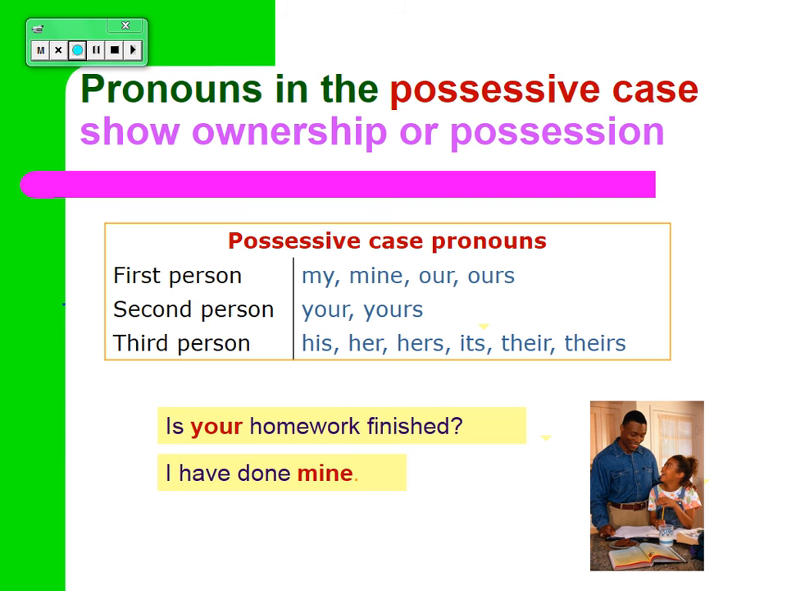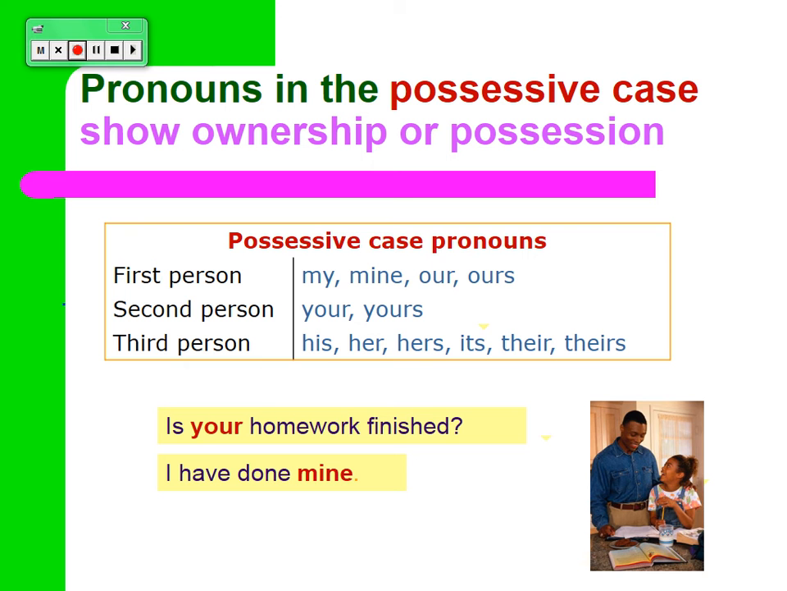Okay, so pronouns in the possessive case show ownership or possession. I would write that down. Okay, pronouns in the possessive case show ownership or possession. So possessive pronouns show ownership. Okay, and then here's a list that you could write down in the blank chart, and then I'll tell you for the gray chart in just a second.